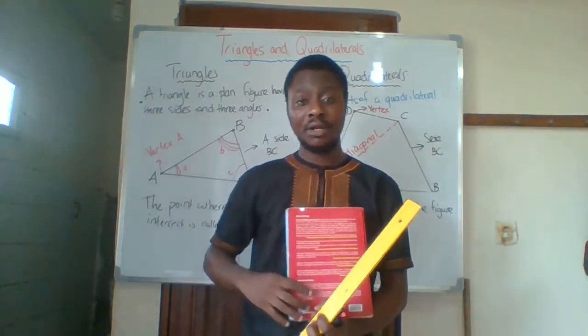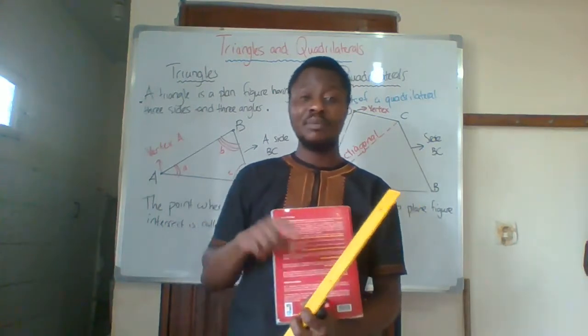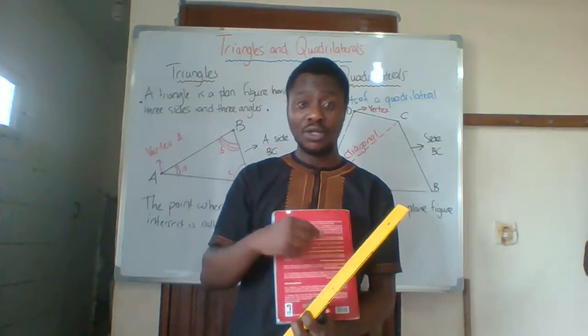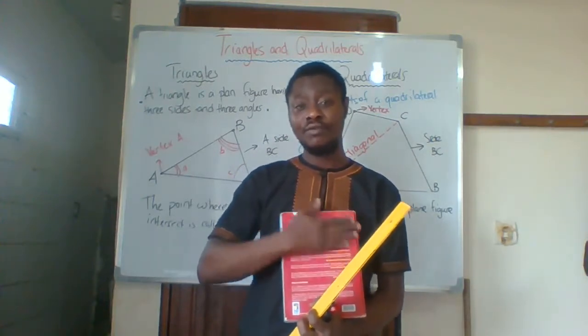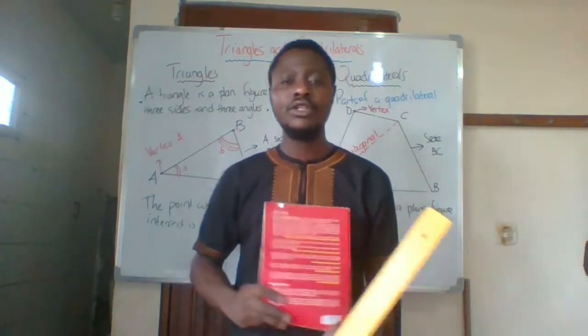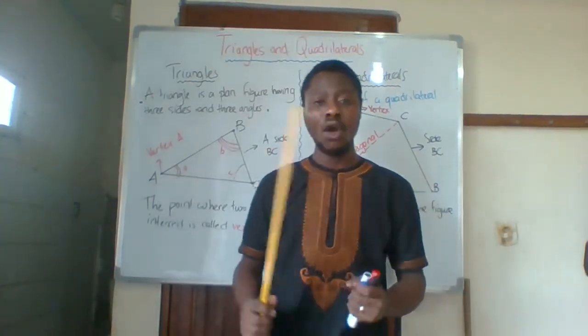That's the perimeter. The distance around your house is the perimeter of your house. The distance around the table is the perimeter of the table. But the flat surface on your table is the area. Great. So today we're going to learn more about geometry.